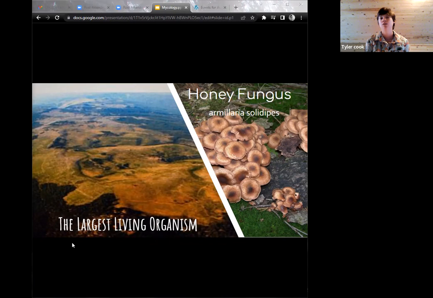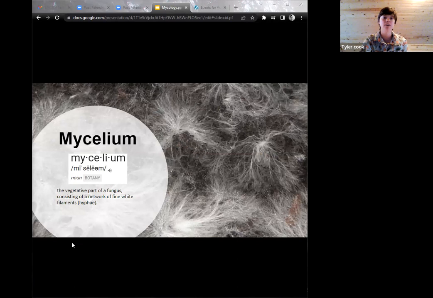But later, that same team was looking in Oregon and didn't expect to beat that record. And they found something whose estimated weight was about 40,000 tons and that spans from Oregon into Canada. So it's about 2,384 acres, which is just massive and so cool to think about. What makes the honey fungus the largest land organism is actually its underground body of mycelium.